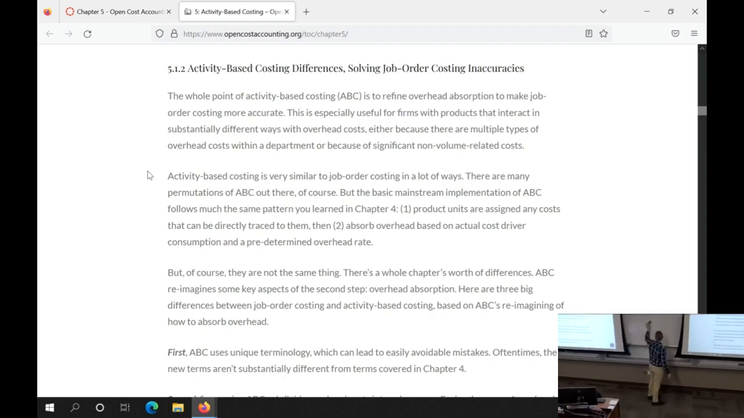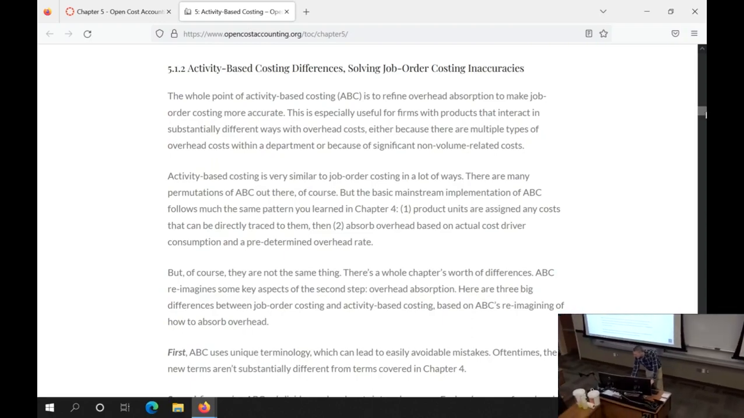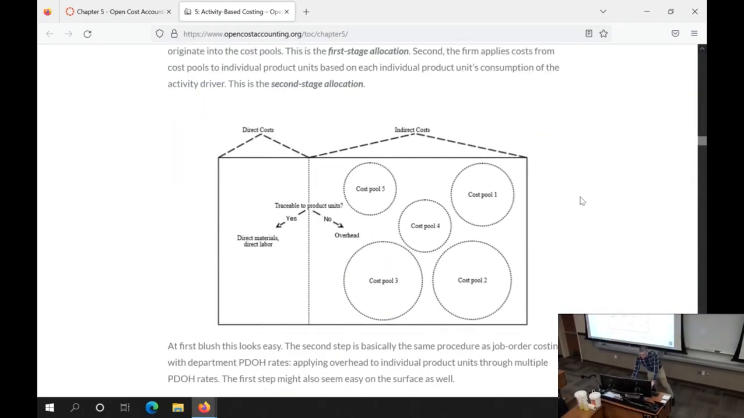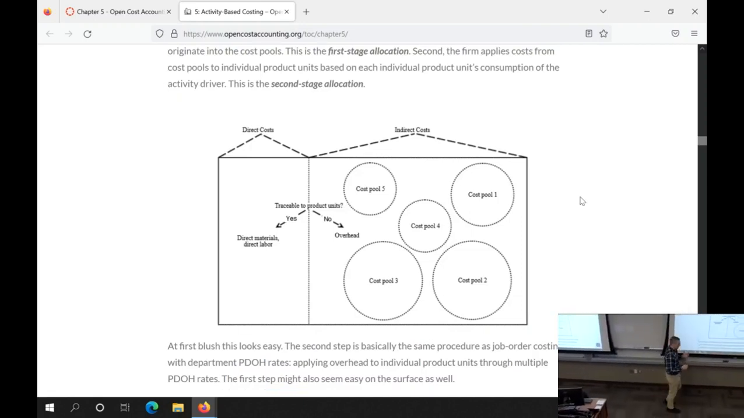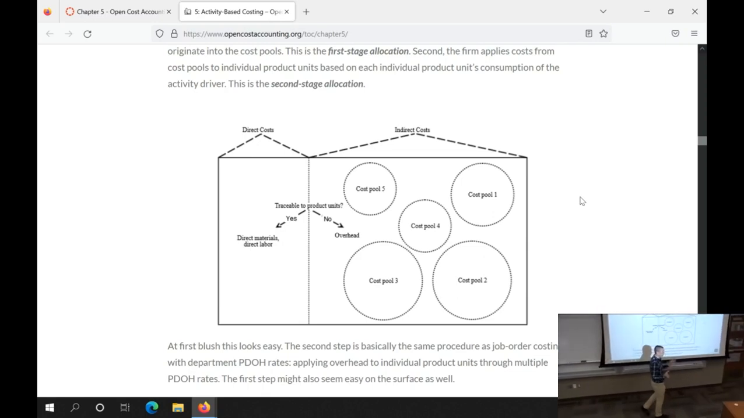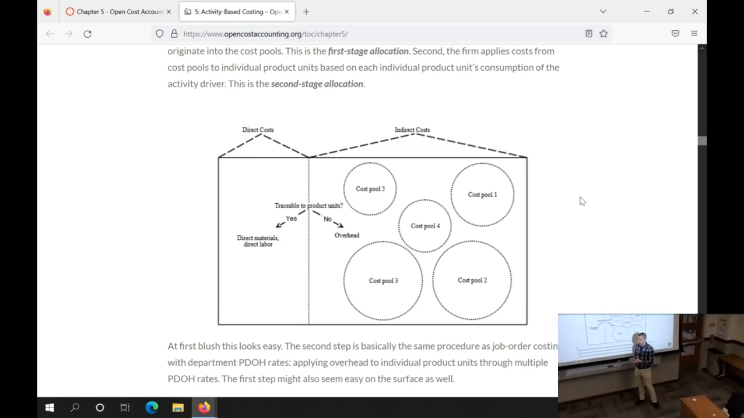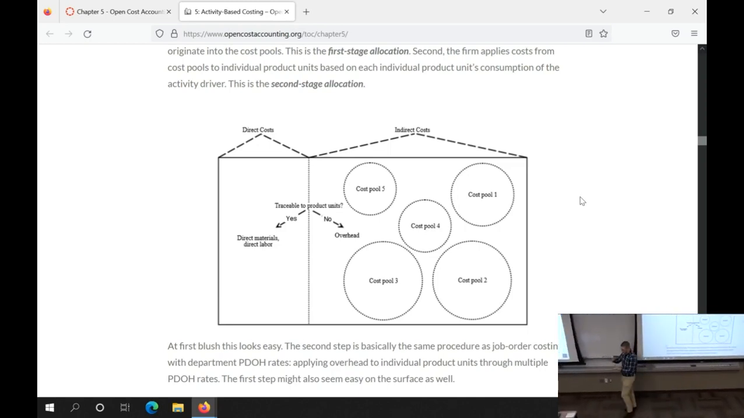So let's look here at the Chapter 5 text. I want to compare that earlier diagram to ABC's diagram. So one thing ABC does is it says, all right, we just want to figure out all the cost drivers that are likely to be associated with overhead cost. And if it's a cost driver, that means we can trace it to individual product units, whatever the cost object we're talking about is.